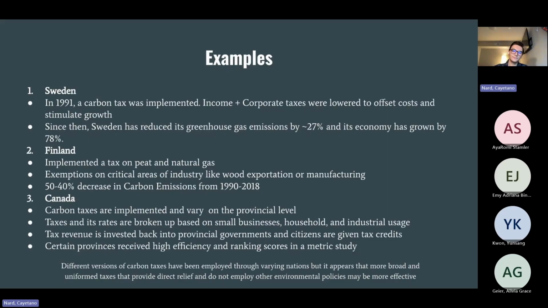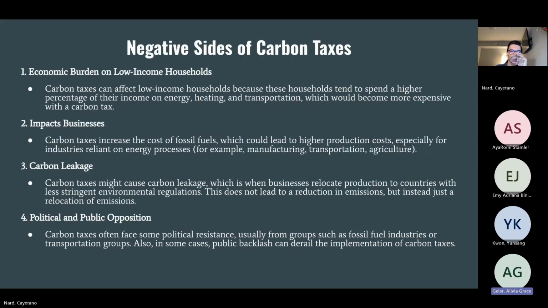And despite all the benefits of carbon taxes, there are also several negative sides that come with carbon taxes. One example is the economic burden on low-income households. These taxes can affect low-income households because they tend to spend a higher percentage of their income on energy, heating, and transportation, which would become more expensive with a carbon tax.